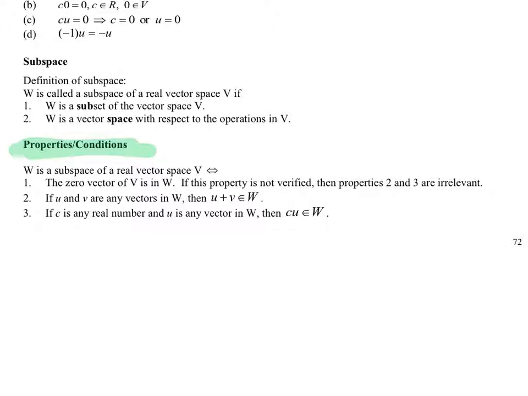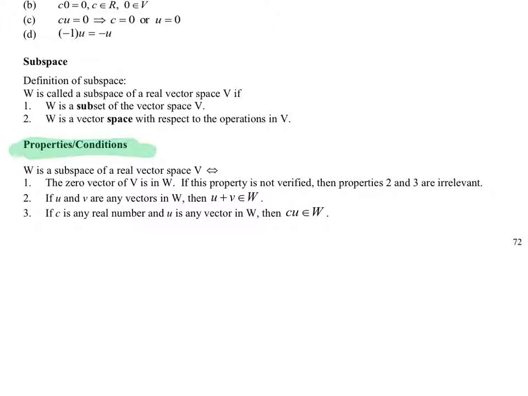Like, for example, whole numbers. I could add any 2 whole numbers and still get a whole number as a result, right? But the set of whole numbers is not closed under division, right? Because if I divide any 2 whole numbers, the result is not necessarily going to be a whole number. 2 divided by 3 is not a whole number, right? It's the same idea here.